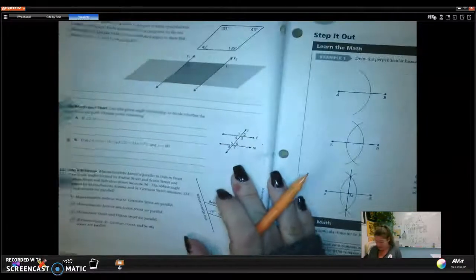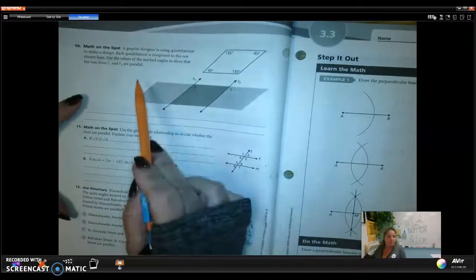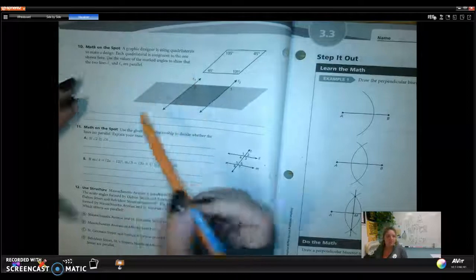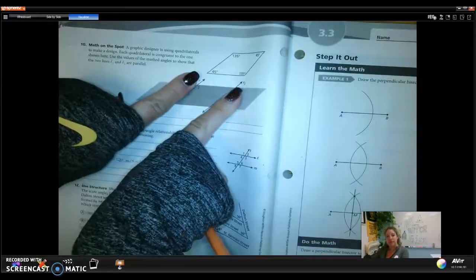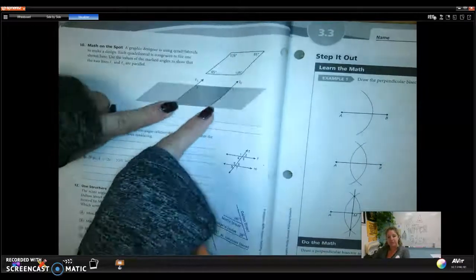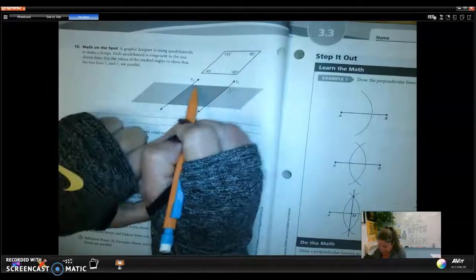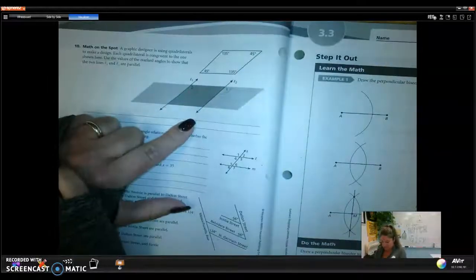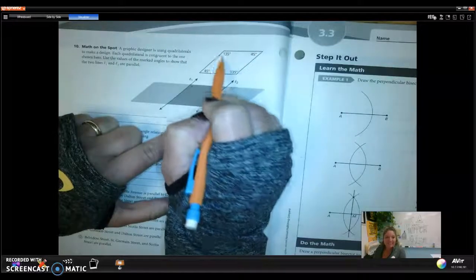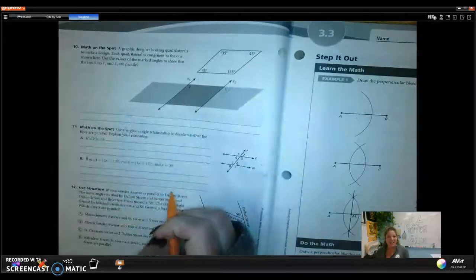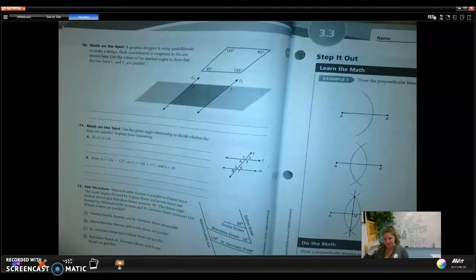On the back side, the problems start to get a little bit hairier, but basically number 10 is asking you the same thing. Are these two lines parallel to each other? These two lines right here, are they parallel? Is this angle equal to this angle? Is this angle supplementary to this angle? So do they add up to be 180? That sort of thing.